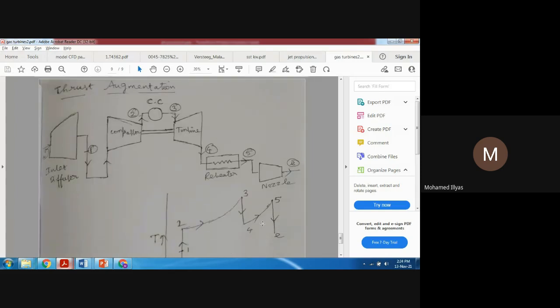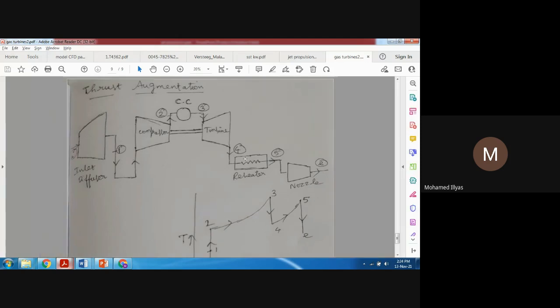Because of jet engines, for enhancing the thrust produced, we use various methods. One such method we call thrust augmentation.